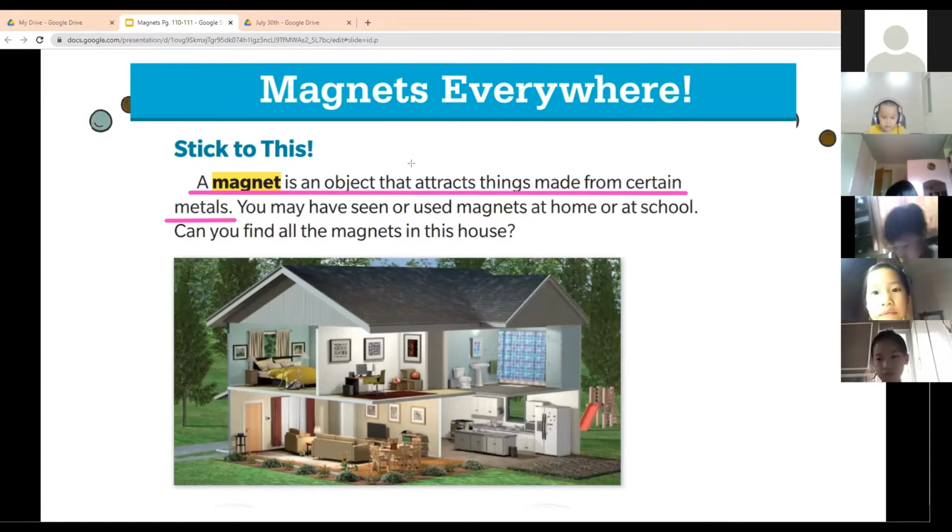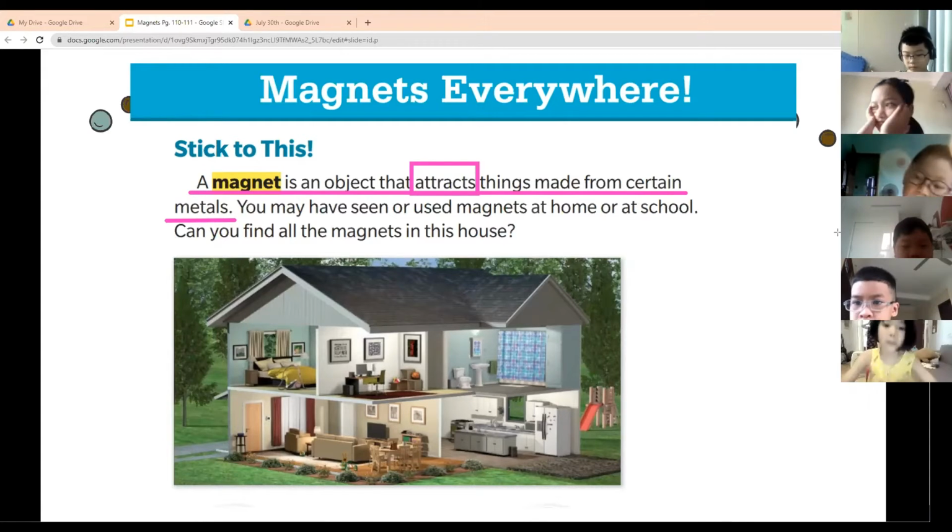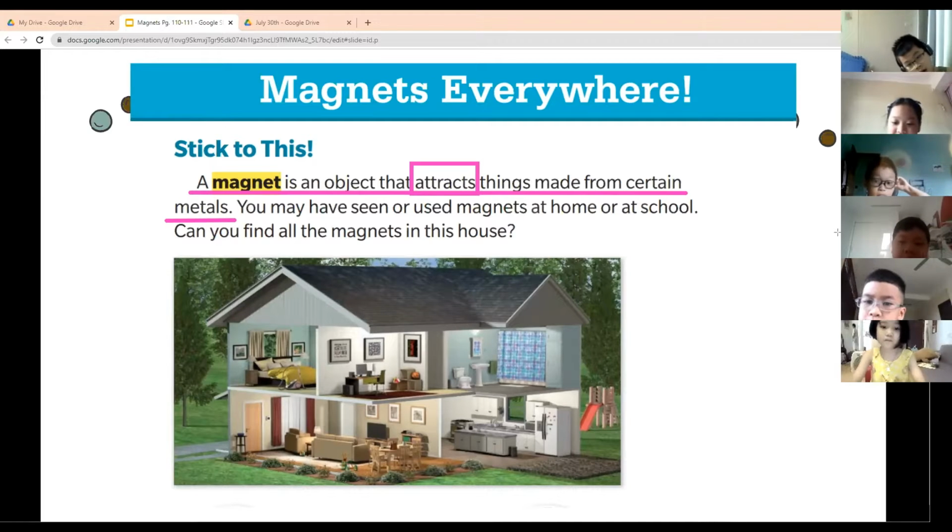What does the word attract or attracts mean? What does it mean that the magnet attracts things? What does it mean to attract? Anyone have an idea? Sino? Stick together. Yes, it wants to pull things towards it.